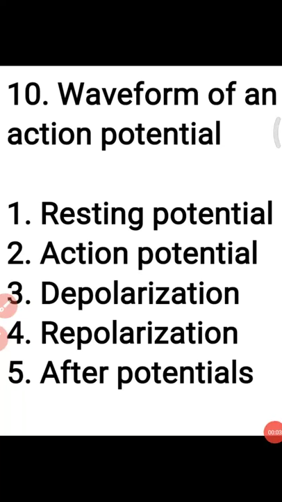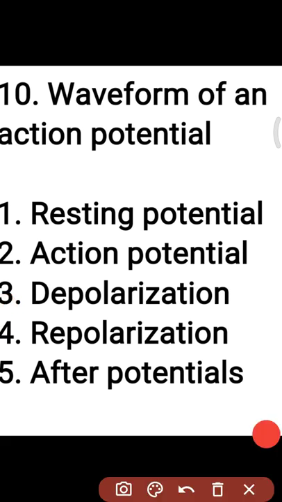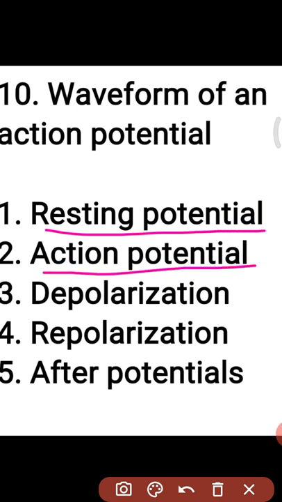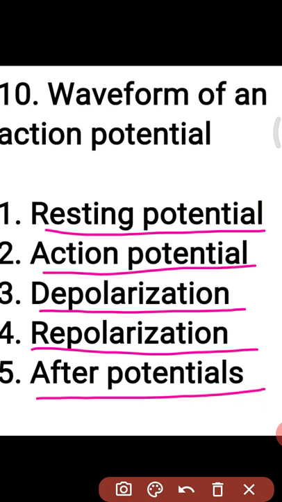So now we will move on to discuss the waveform of an action potential. What are the major cell-generated potentials when we apply excitation to the human body? The first one is the resting potential, the second is the action potential, the third is depolarization, the fourth is repolarization, and the fifth is the after potential. These are the different names in the waveform of an action potential.